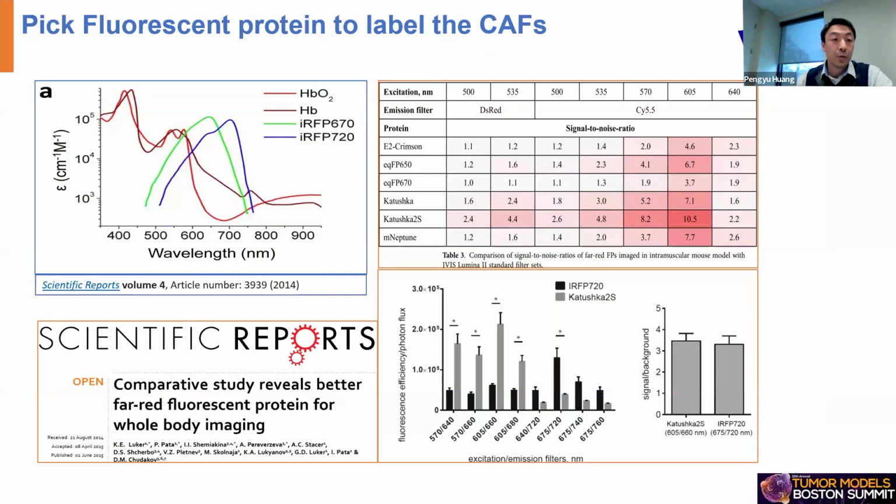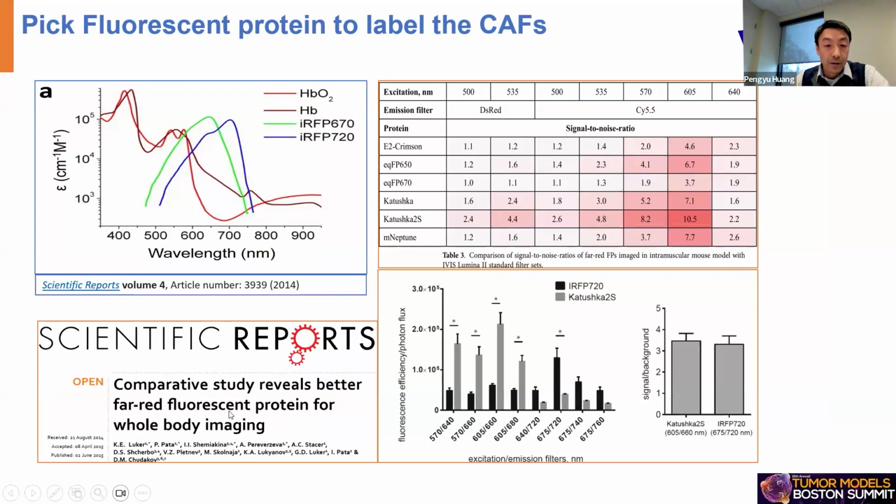First, we need to pick a fluorescent protein to label the CAFs. You all know that in vivo there is background from hemoglobin, which covers from 400 nanometers to 600 nanometers. If you want better imaging, you need to find a protein in the range of 600 to 800.